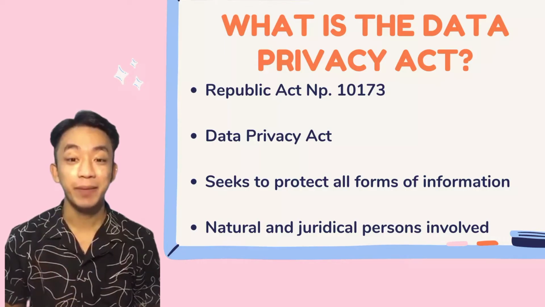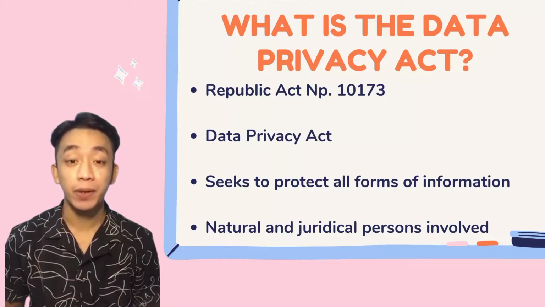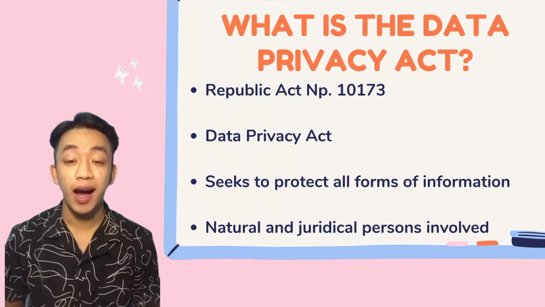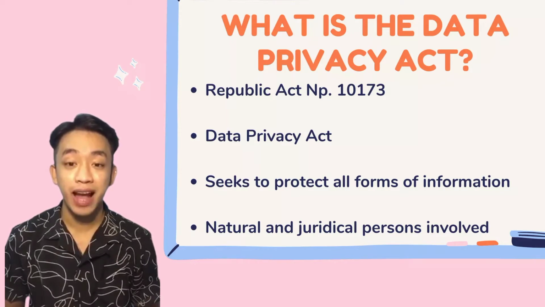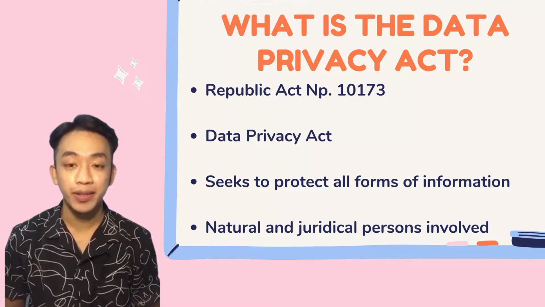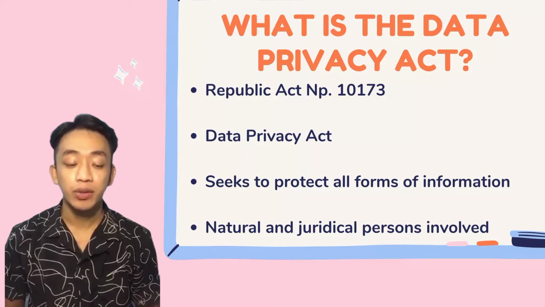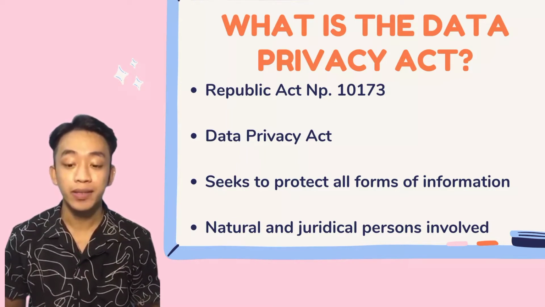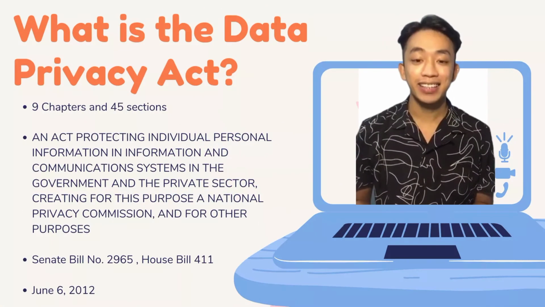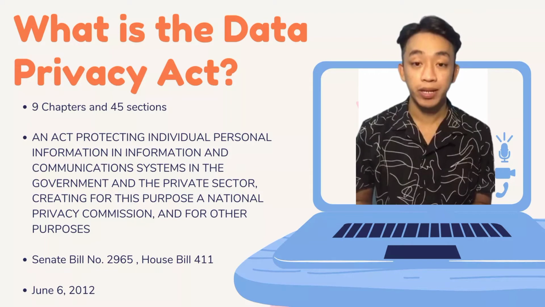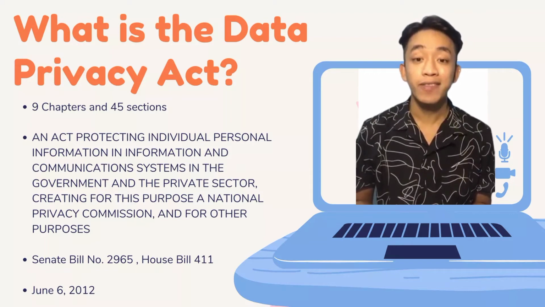So what is the Data Privacy Act? Republic Act number 10173, otherwise known as the Data Privacy Act, is a law that seeks to protect all forms of information, be it private, personal, or sensitive. It is meant to cover both natural and juridical persons involved in the processing of personal information. It is an act that has 9 distinct chapters and has a total of 45 sections.